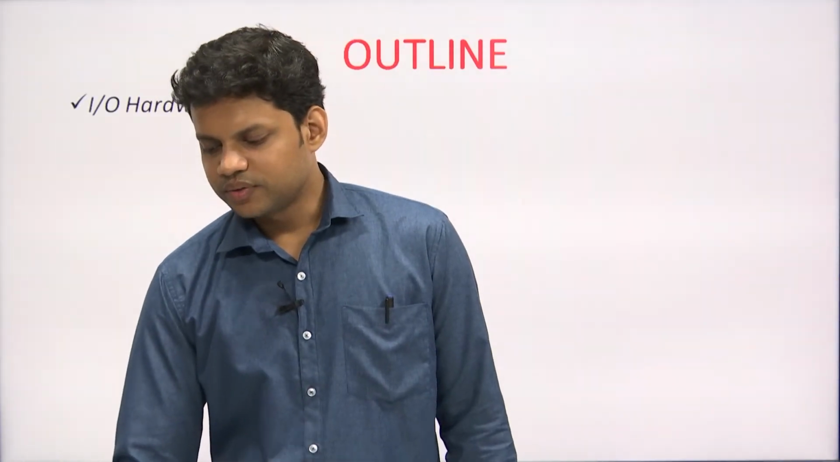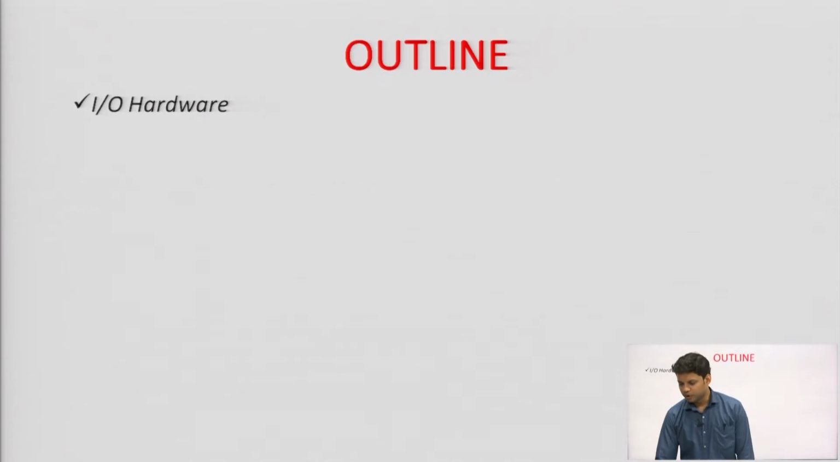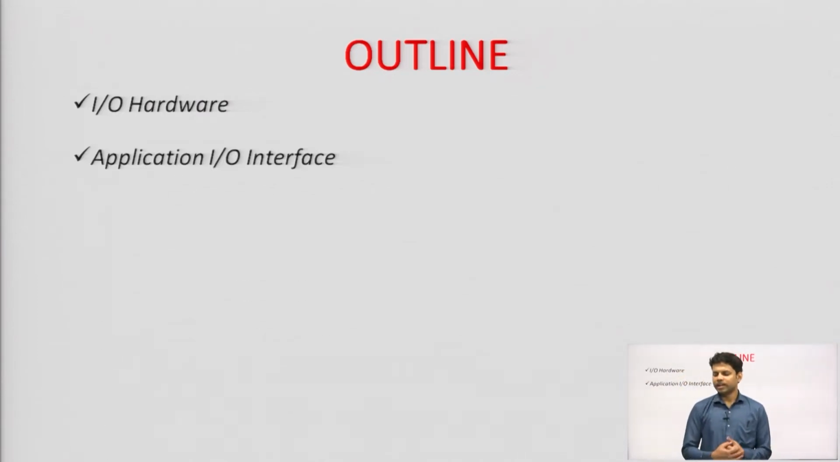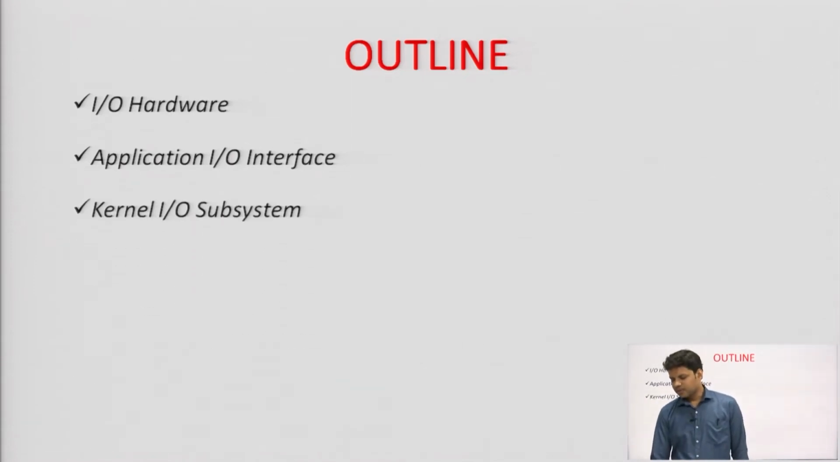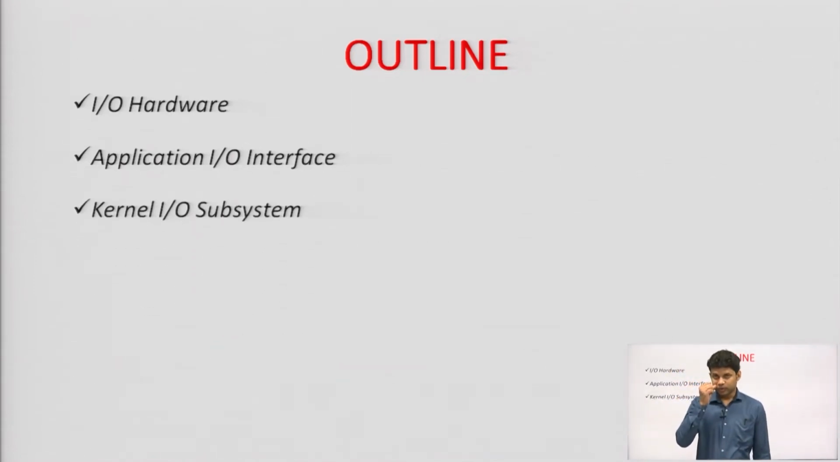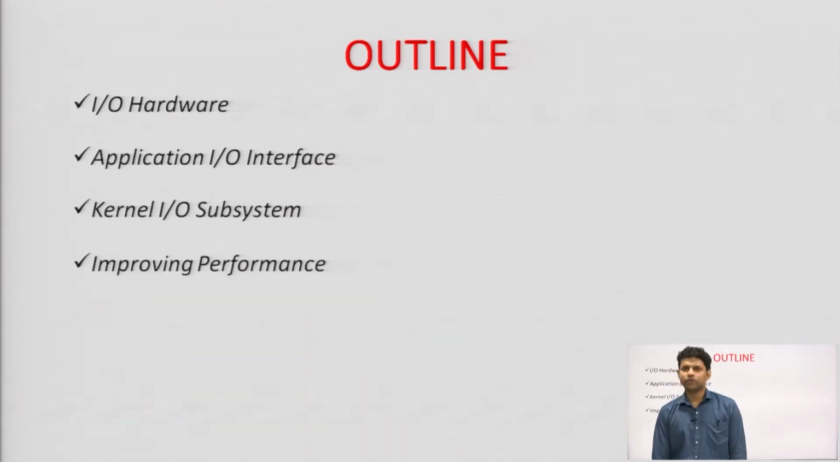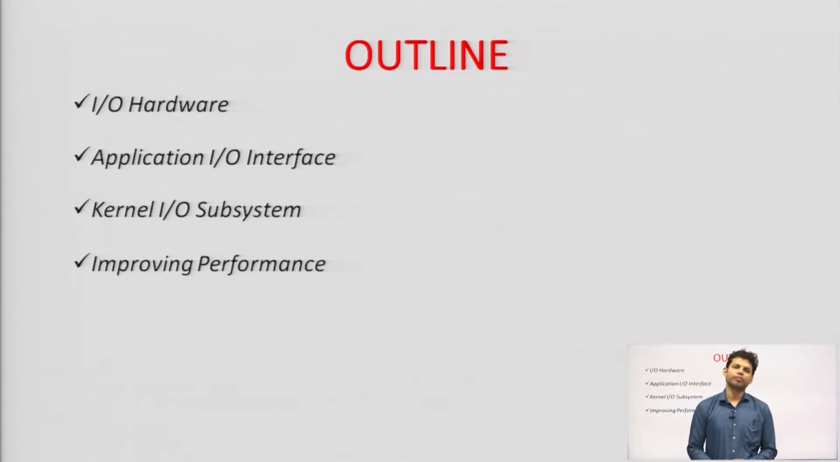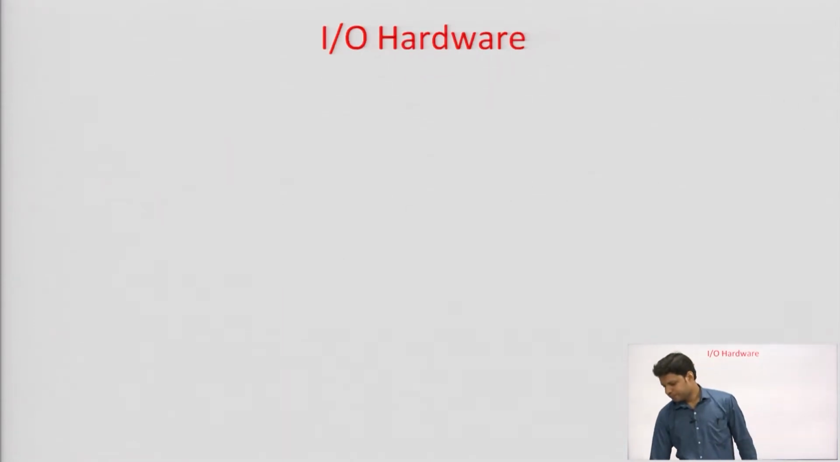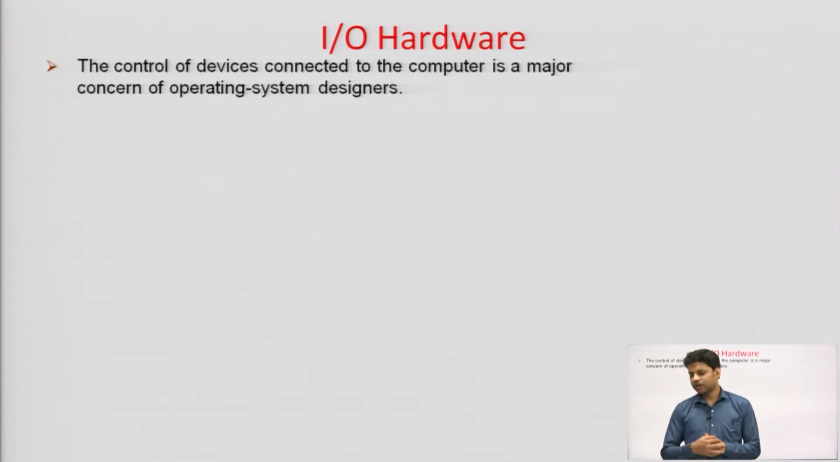The outline for this lecture will be: first we will see input output hardware, then we will see the application IO interface, and then some kernel input output subsystems, which include spooling, buffering, caching and so on. Then we will see improving performance, that is, how we can improve the performance of input output subsystems. Let's start with the IO hardware.